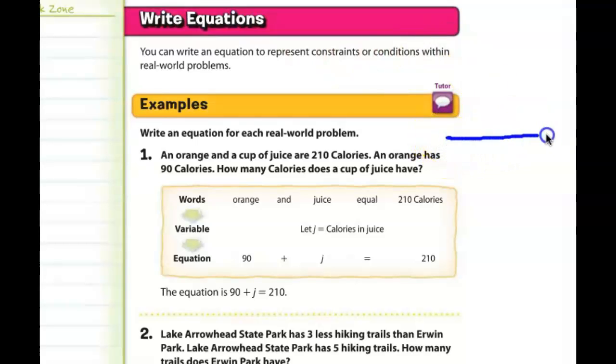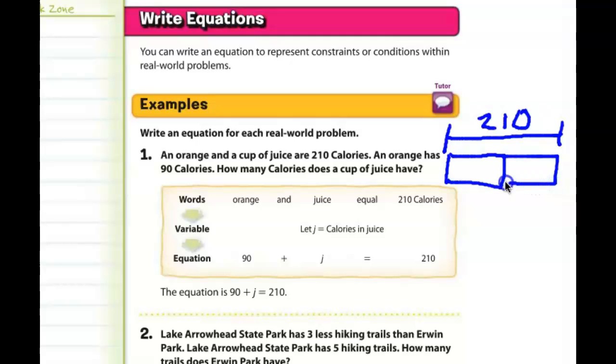All right, so if we represent the total amount of calories, that's going to be 210. And we know that part of that is the piece of fruit, the orange, and part of it is the juice. It tells us that the orange is 90 calories, but it doesn't tell us how much the juice is. So that's where we're going to use a variable. J for juice. It could be X. It could be any letter that you want. Okay, so that's the picture.